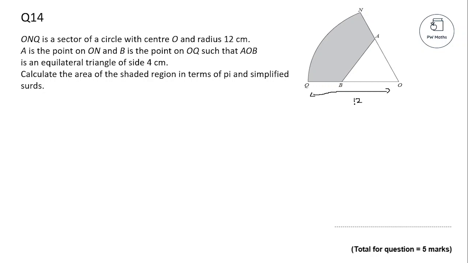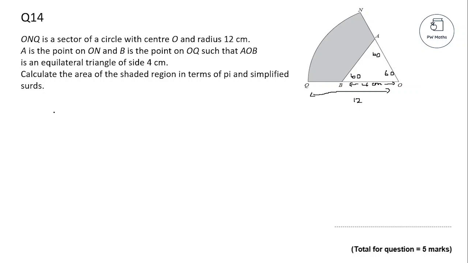Now it says A is the point on ON and B is the point on OQ such that AOB is an equilateral triangle. Now we know equilateral triangles have 60 degrees in each corner. It also says the side length of the triangle is 4 centimetres, so I'd be tempted to put that on as well. Now it says calculate the area of the shaded region.